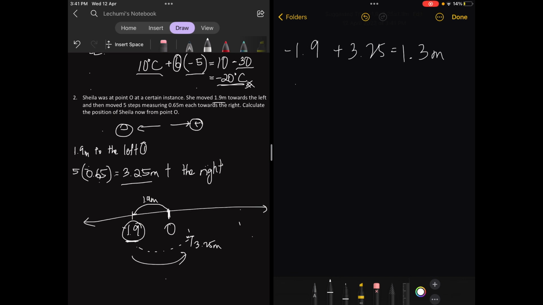So the answer would be Sheila is 1.3 meters to the right.